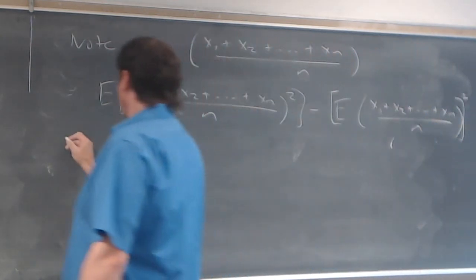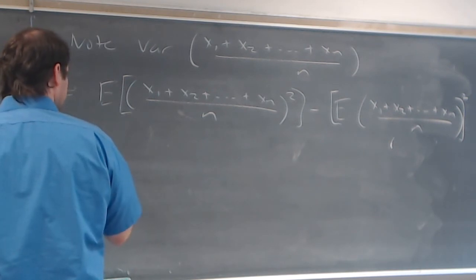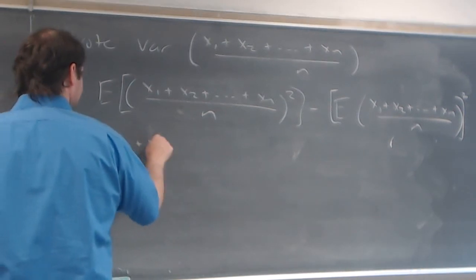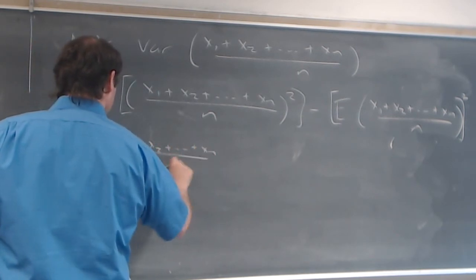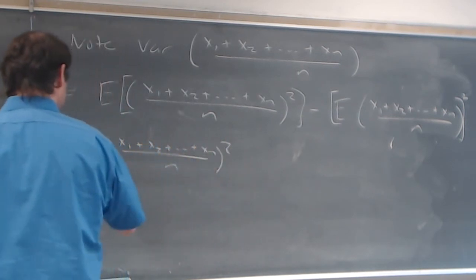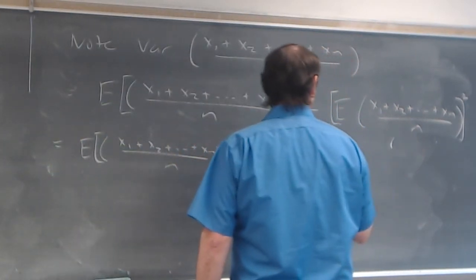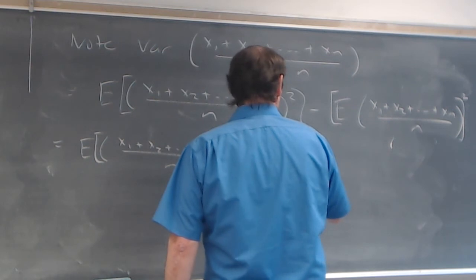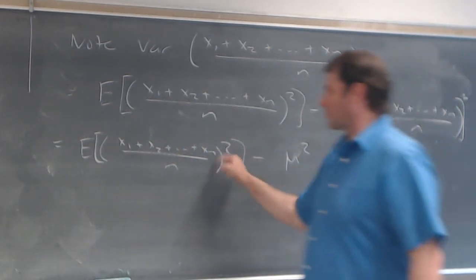Well, this is the expected value of, let me just write this down as is, ((x1 + x2 + ... + xn)/n) squared. And here, this is minus, well, we've already calculated this expected value. It was mu, and we need to square it. That's where we are. And now I'm just going to work with this guy.